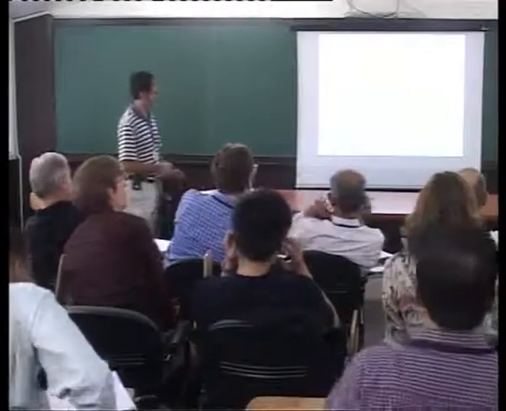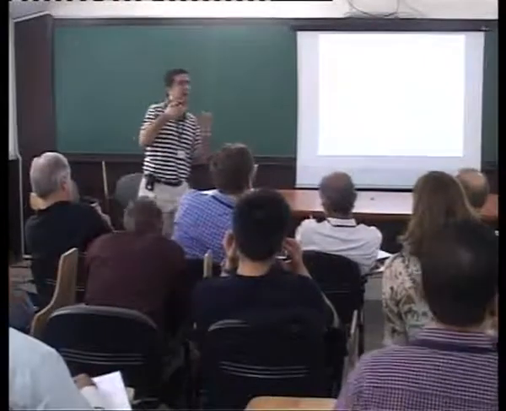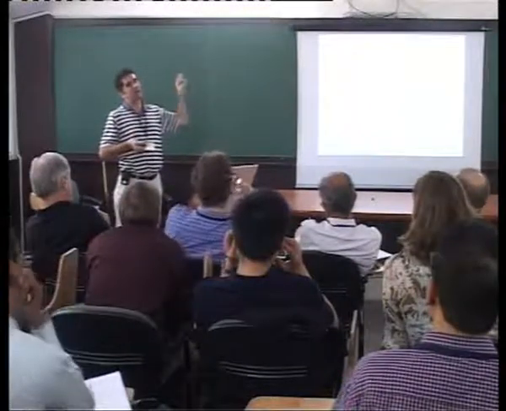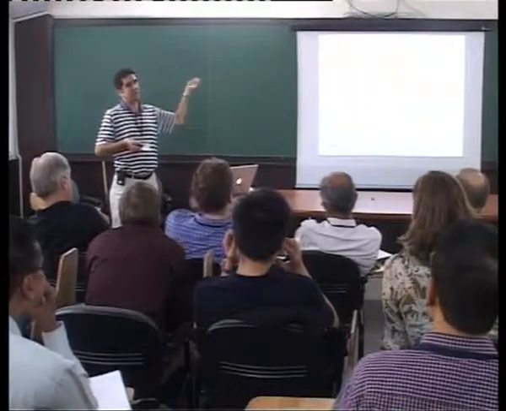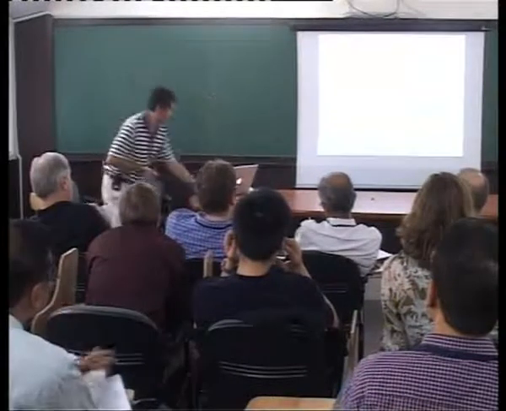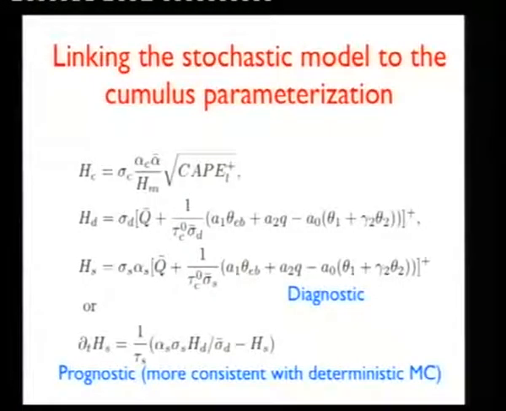Oh, closure is this equation that you write down for your heating. How do you define your heating from the large scale variables? How you define the heating, that's the closure. So this is a closure. I call it a diagnostic closure for stratiform, and this is another closure for stratiform. I call it a prognostic closure. These are all closures.